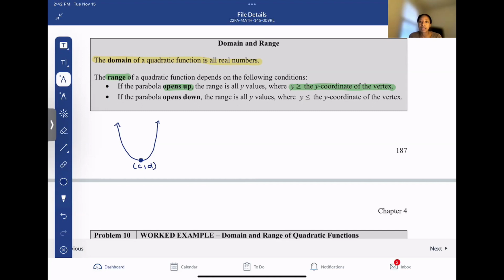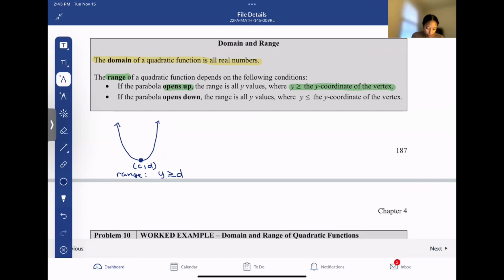Okay, then D is the smallest value of y that this function can ever attain. The y values just keep getting bigger and bigger and bigger than D. So we would say that the range is y is greater than or equal to D. Whatever D is, the y-coordinate of the vertex, all of the y values are greater than or equal to that.